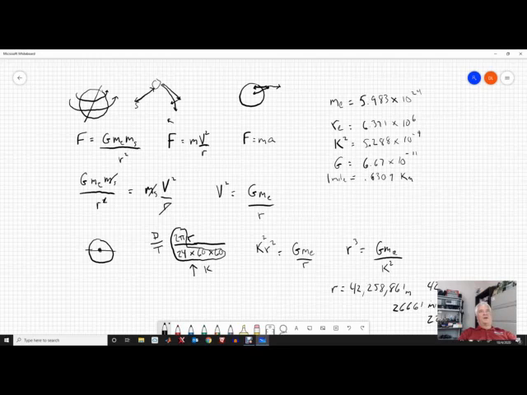I can see it went off screen, so let me write it again. It's correcting for the Earth's radius. It's about 22,661 miles in the air, altitude. So that's a very good result.